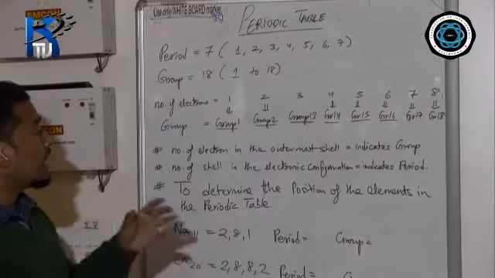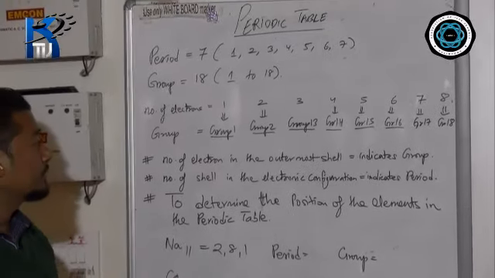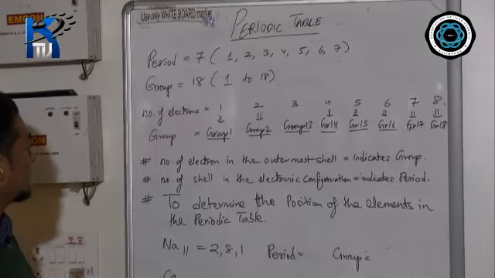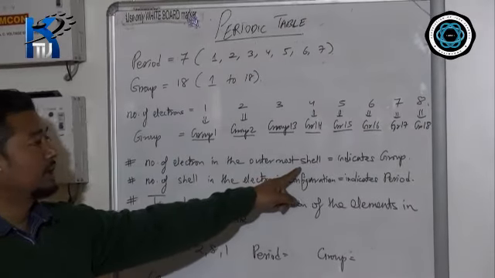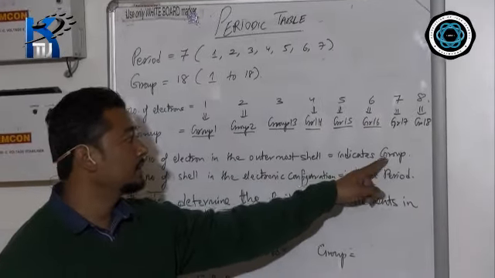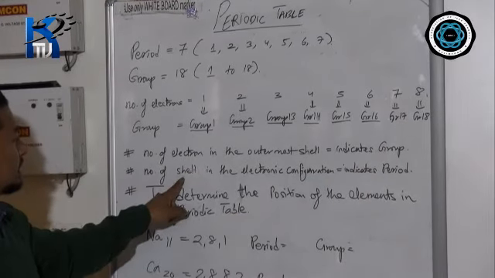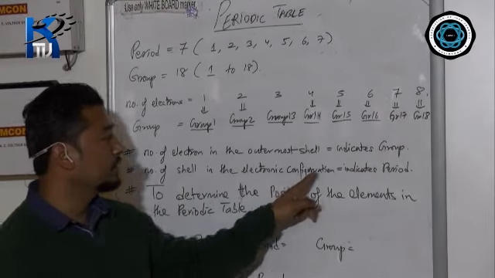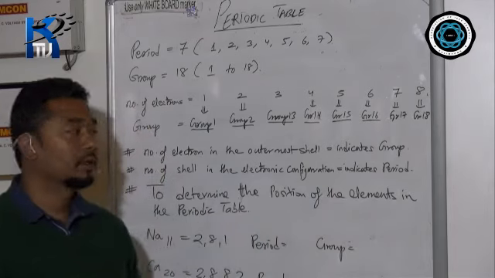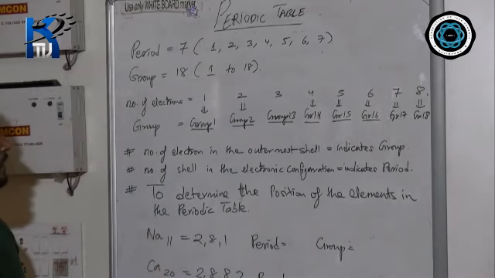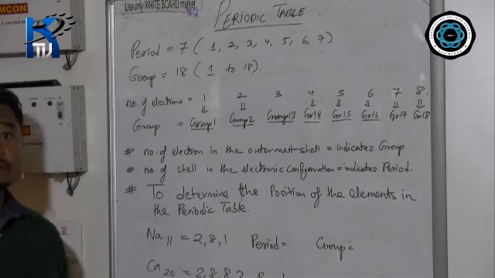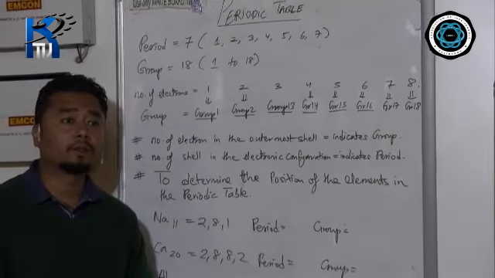Now, how to identify the position of a particular element in the periodic table? Let us see that. The number of electrons in the outermost shell indicates the group in the periodic table, and the number of shells in the electronic configuration indicates the period. Now I am going to teach you how to find the position of the elements. Whenever they say position, it means you have to determine the period and the group.